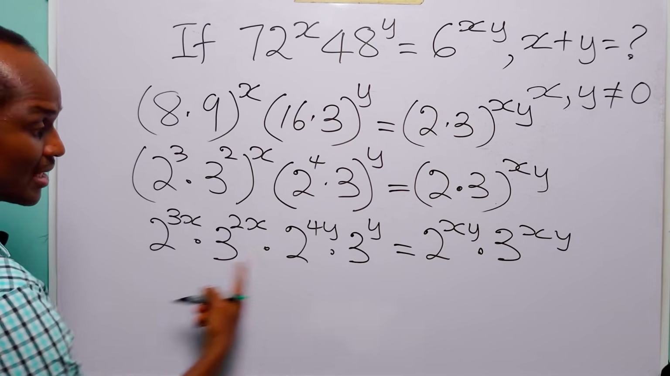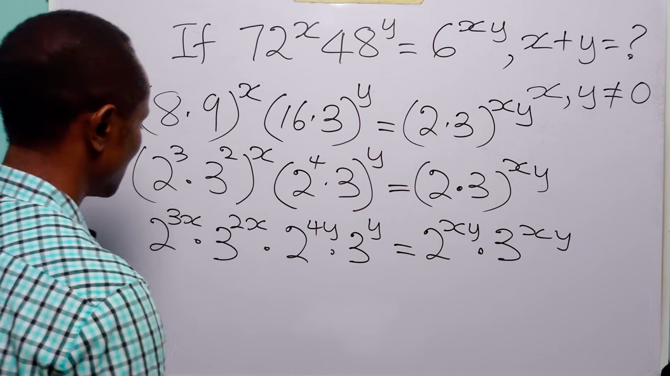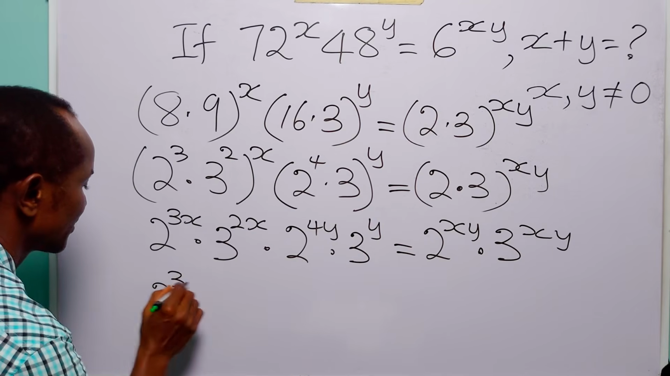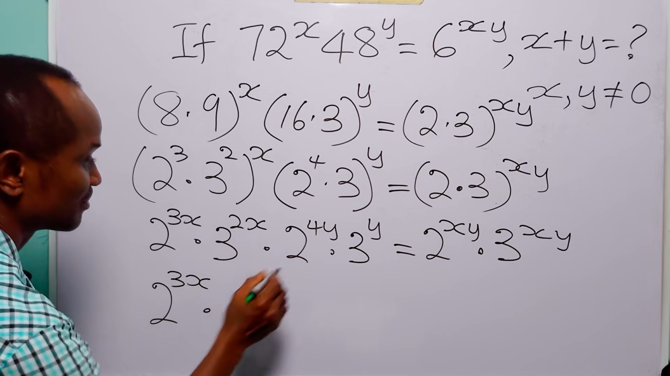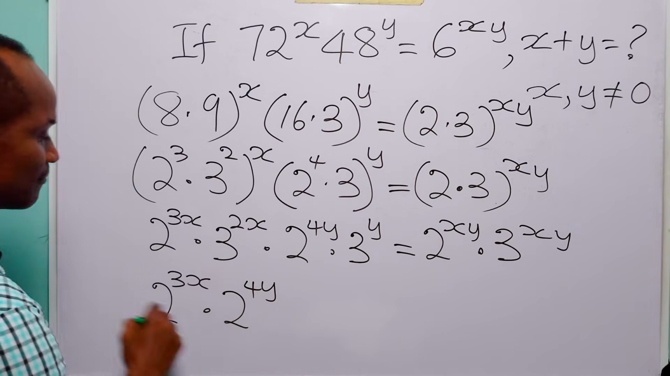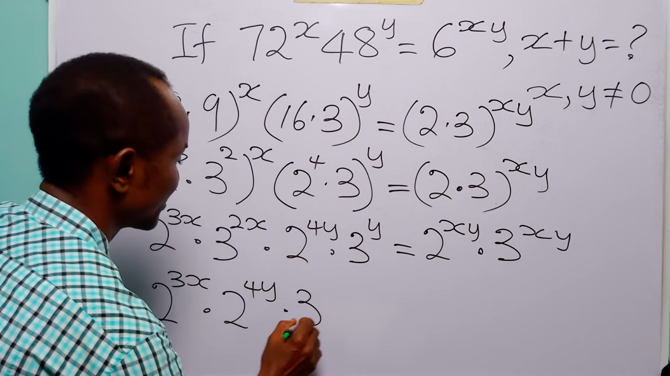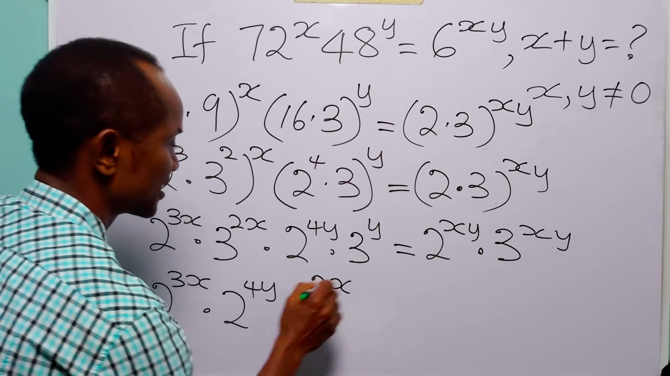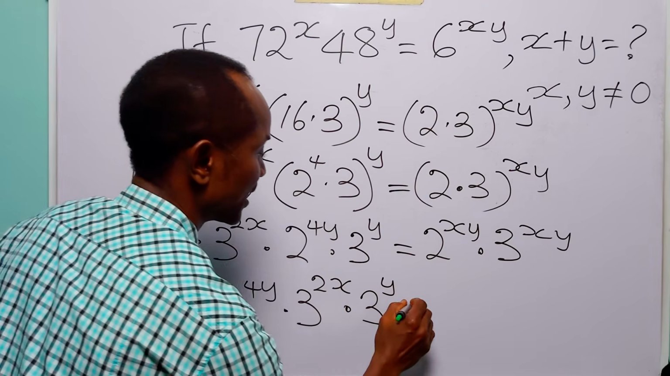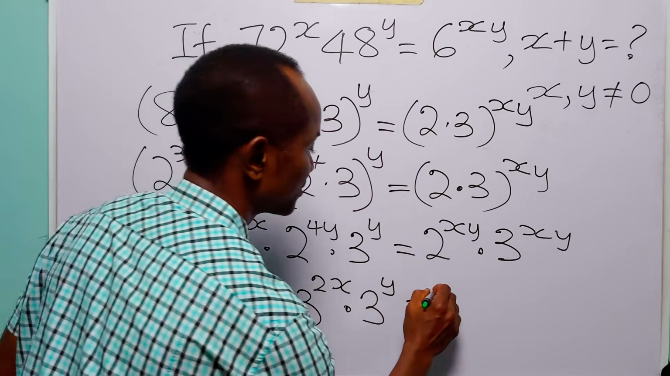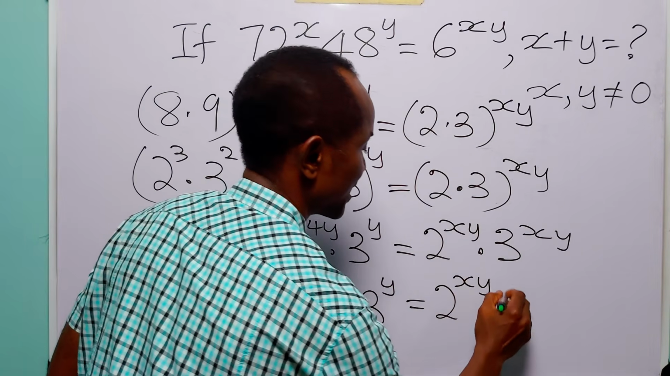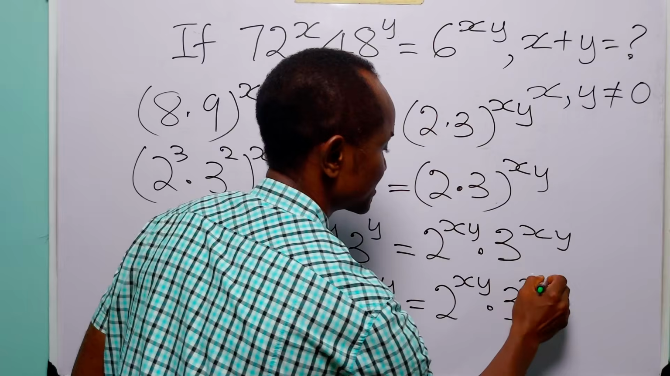Now, let us collect like terms on the left-hand side. We have 2 and we have 2. So we have 2 to the power 3x multiplied by 2 to the power 4y multiplied by 3 to the power 2x multiplied by 3 to the power y. And this still remains equal to 2 to the power xy multiplied by 3 to the power xy.